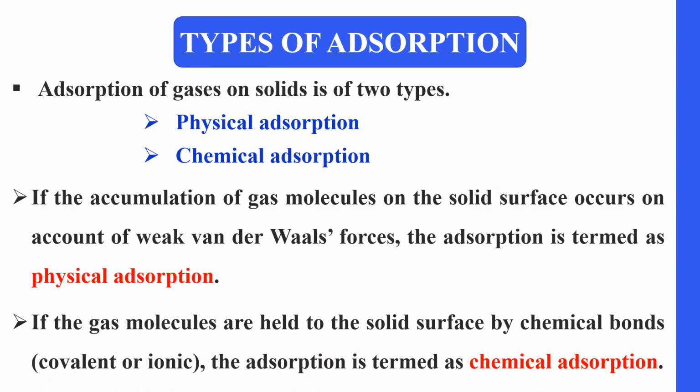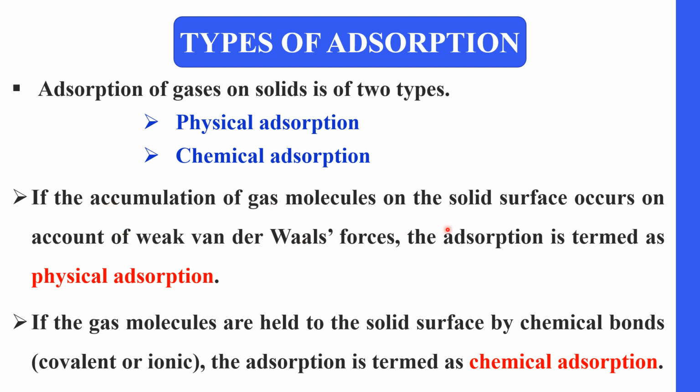Let us discuss types of adsorption. The adsorption of gases on solids is broadly classified into two types. Number one, physical adsorption, which is also known as physisorption. Number two, chemical adsorption, which is also known as chemisorption. Then, what is physical adsorption?